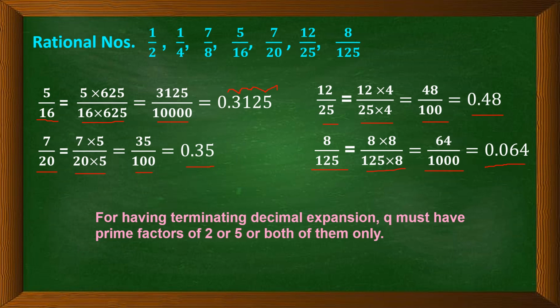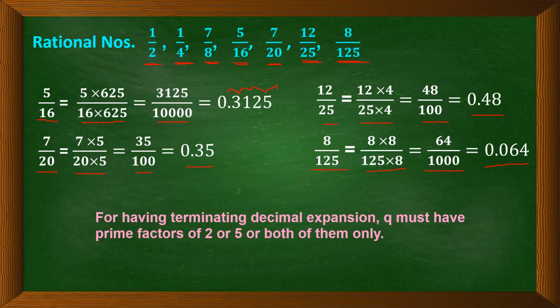is equal to 0.064. So these are the decimal expansions of these rational numbers, which are of the form p by q, and all, if you observe, all of them are terminating decimal expansion. So what is the property of q which you have observed over here in these rational numbers of the form p by q? If you see, the factor of 2 is 2, factor of 4 is 2, factor of 8 is 2, factor of 16 is 2, factor of 20 is 2 into 2 into 5, factor of 25 is 5 into 5, factor of 125 is 5 into 5 into 5.